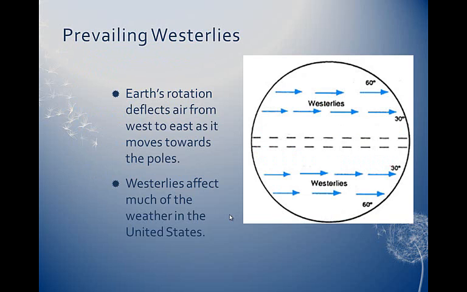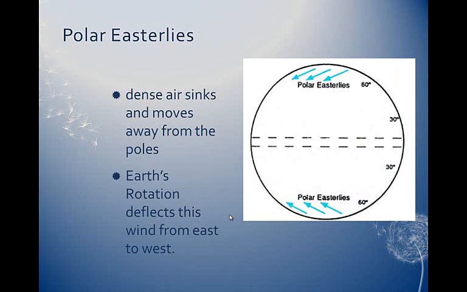Your prevailing westerlies, the Earth's rotation deflects air from west to east as it moves towards the poles, and westerlies affect much of the weather in the United States. So if you notice that our weather generally always comes from California, that's because we have these prevailing westerlies blowing our wind from that direction.